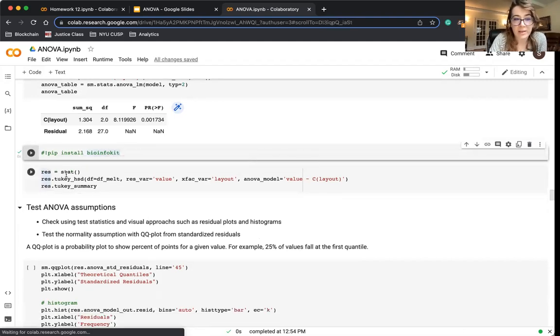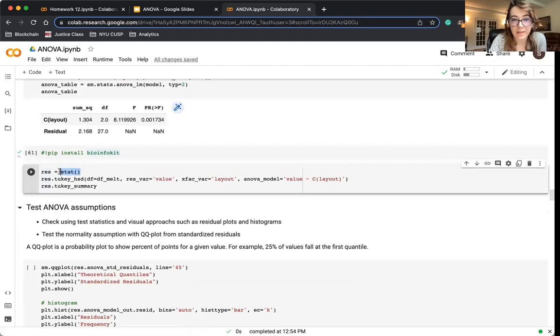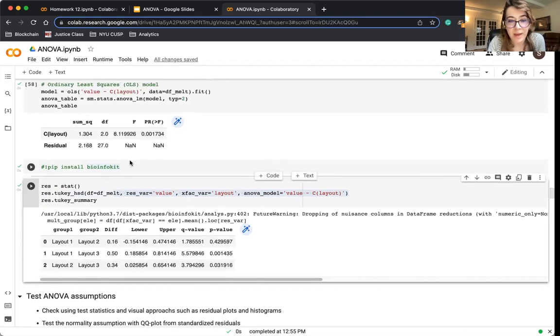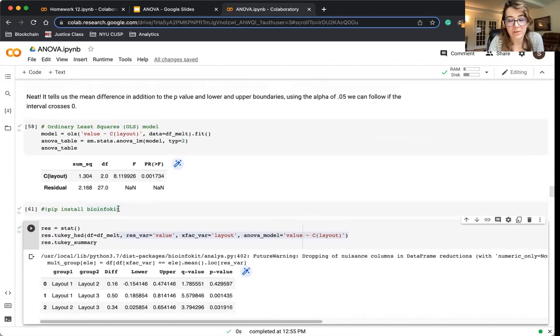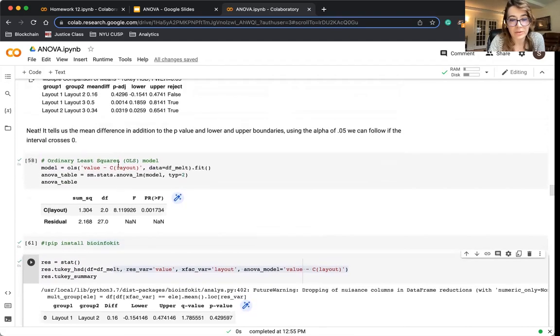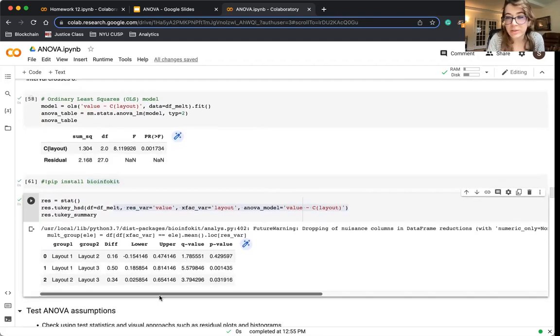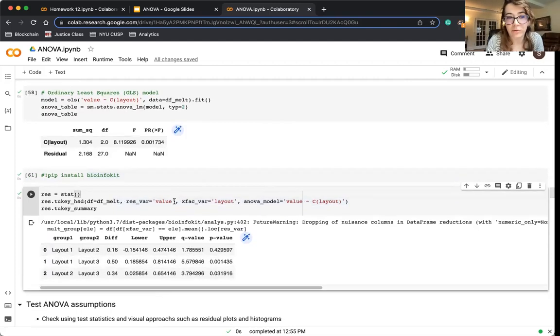So now that I have this package installed, using this thing just called stat from BioInfoKit, it has this Tukey HSD for us, where again, just knowing how to put the right things into it, we will have the same type of summary to show us each step of the way. And again, I'm just showing you lots of different ways to answer the same problem. I would recommend taking some time to look at these different approaches and get comfortable with one of them and use that for your homework.